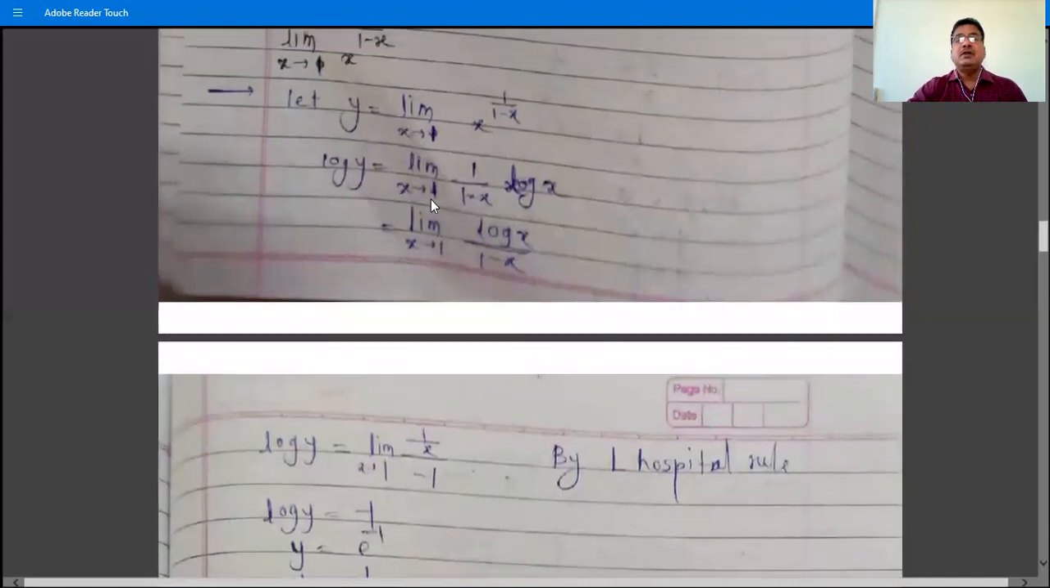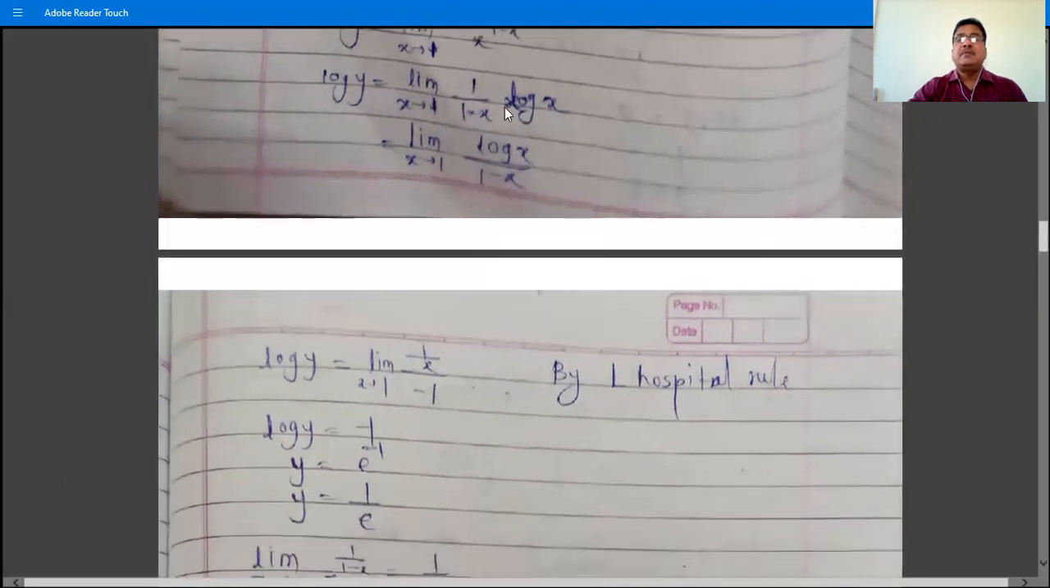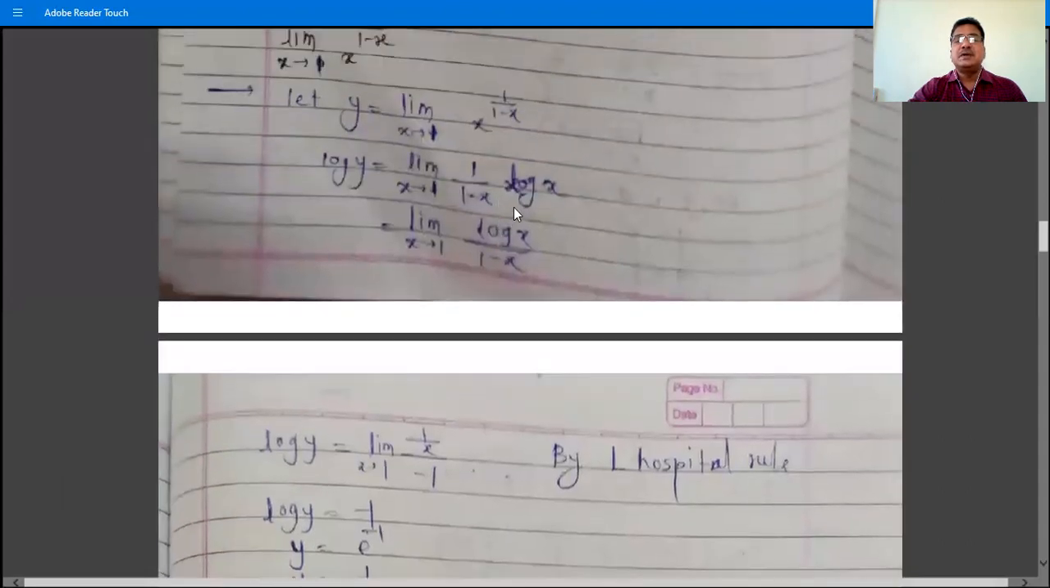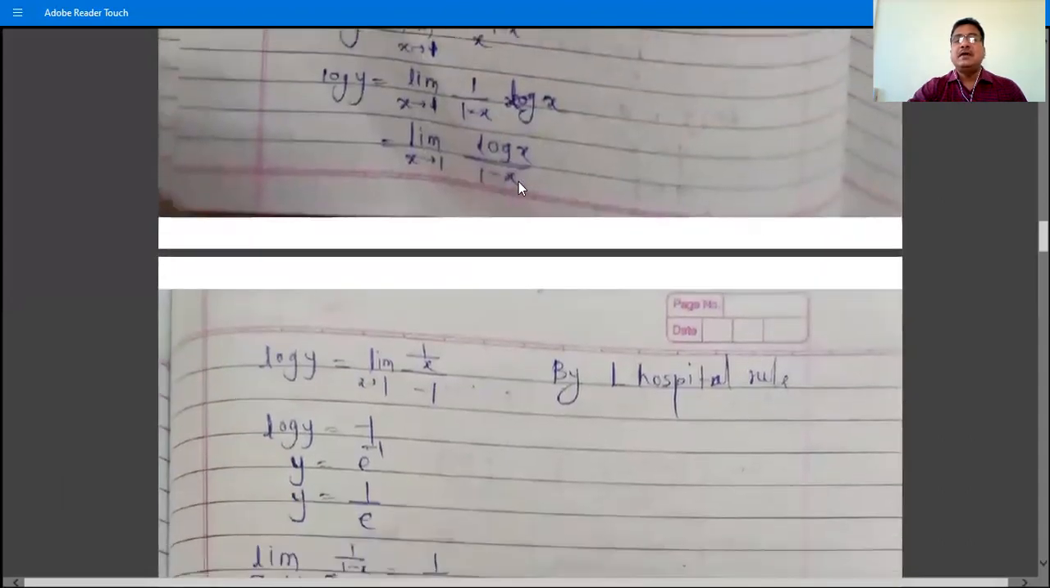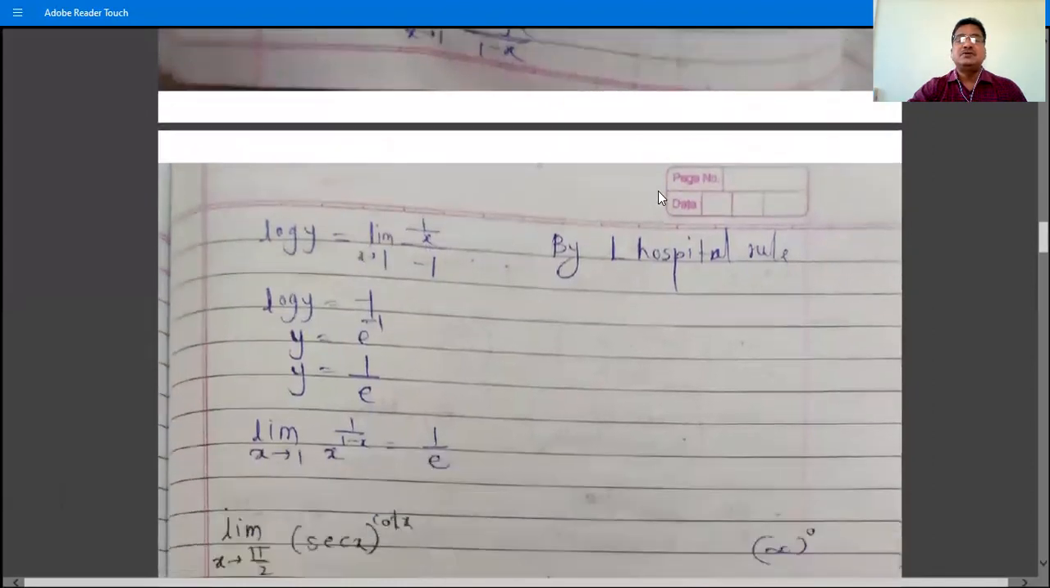log y is equal to limit x tends to 1, log x raised to 1 by 1 minus x is 1 by 1 minus x log x. Log x raised to m rule, m into log x. Then limit x tends to 1, log x divided by 1 minus x, means log x divided by 1 minus x. And then if you substitute x as 1, then log 1 is 0 and 1 minus 1 is 0. So we have 0 by 0 form right here.